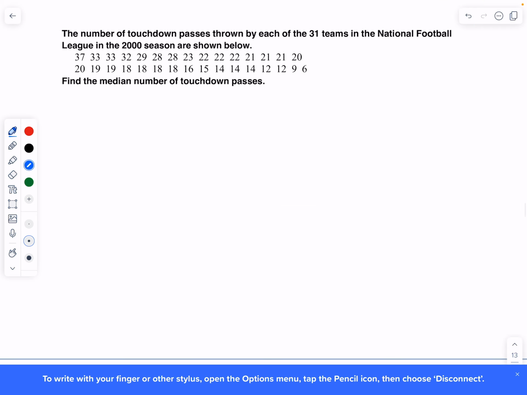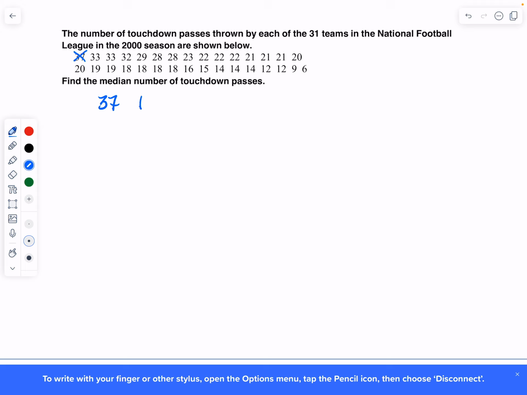The number of touchdown passes thrown by each of the 31 teams in the National Football League in the 2000 season are shown below. 37, 33, 33, 32, 29, etc. So we have this big chart here. Find the median number of touchdown passes. So guys, what I'm going to do is I'm just going to write down all the numbers I see. I see 37, and I'm going to cross it off because it happens once.